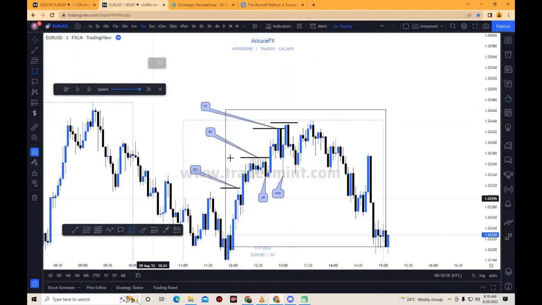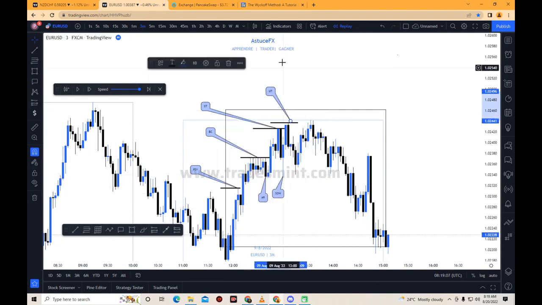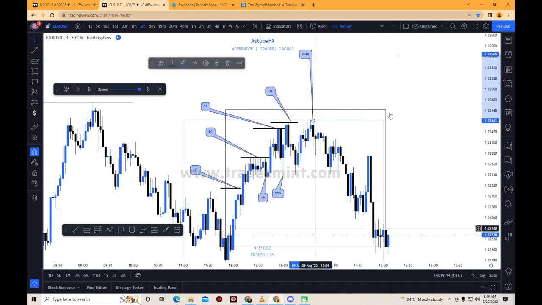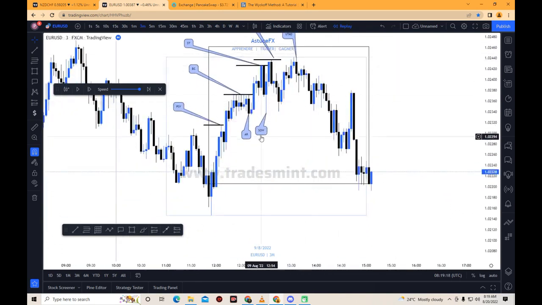The UT, it is this. You have the UT, and you have the UTAD. Okay, you have UT and you have UTAD. From the UTAD, now you wait for your break of structure to the downside.